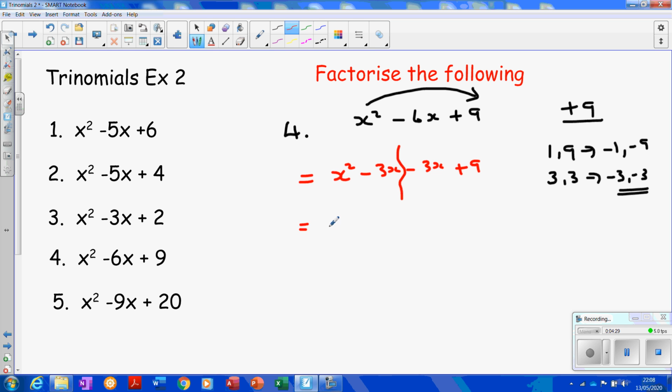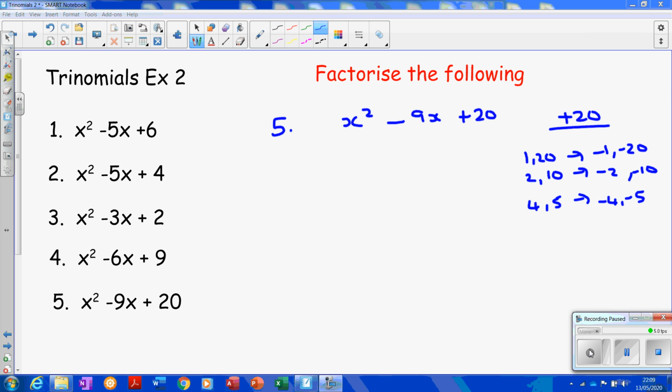Highest common factor is x, so it's x bracket x minus 3. I know this second bracket has got to be x minus 3 as well. What have I multiplied x by here? I've got to multiply it by minus 3, so it must be minus 3. Right, so repeated bracket is x minus 3, but also that one also gives me x minus 3, and that's it for the factoring.